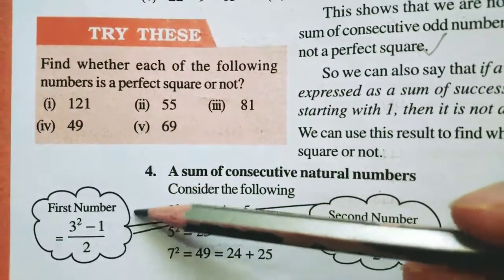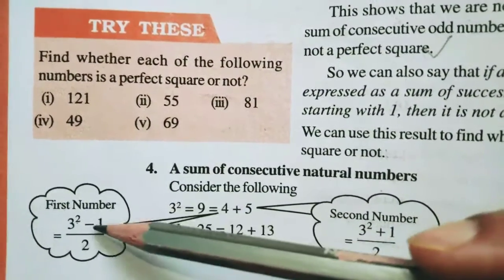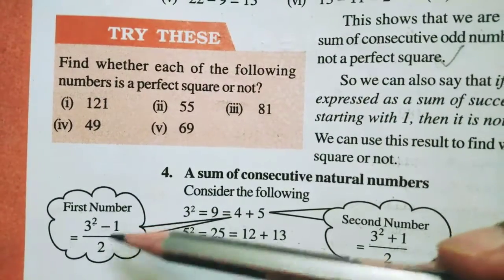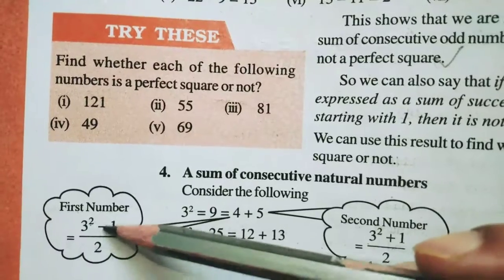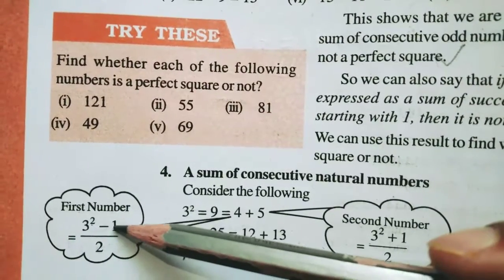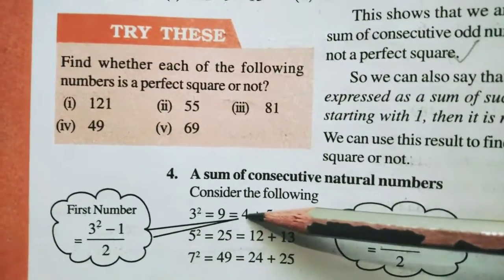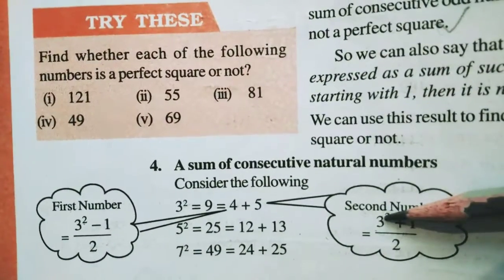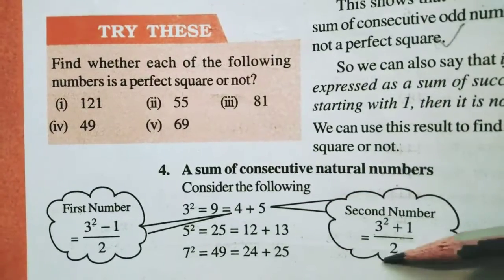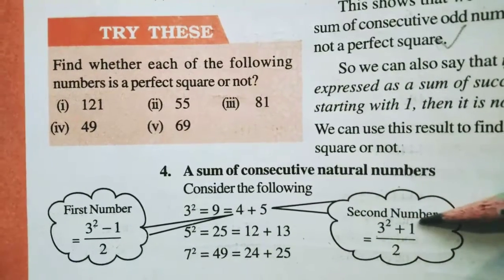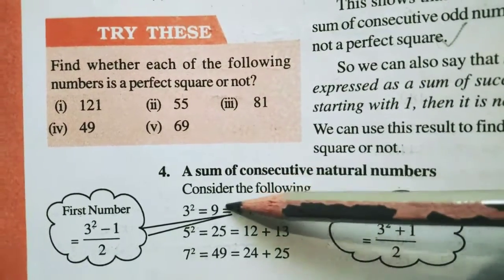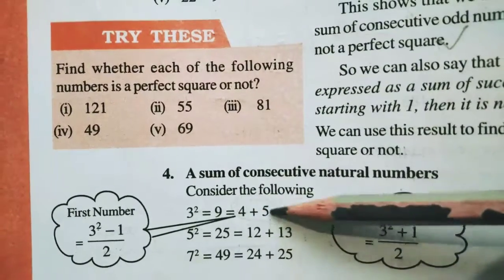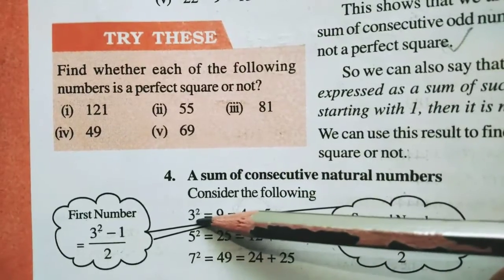So what you do first of all, to get the first number, this 3 square, you have to minus 1, divide by 2. Then you will get the first number. 3 square is 9. 9 minus 1 is 8. 8 by 2 is 4. So you get 4, the first number. And the second number will be what? You have to take 3 square plus 1 by 2. 3 square is 9. 9 plus 1, 10. 10 by 2 is 5. So in this way we will get the two natural numbers. The sum of consecutive natural numbers will give you the square number.